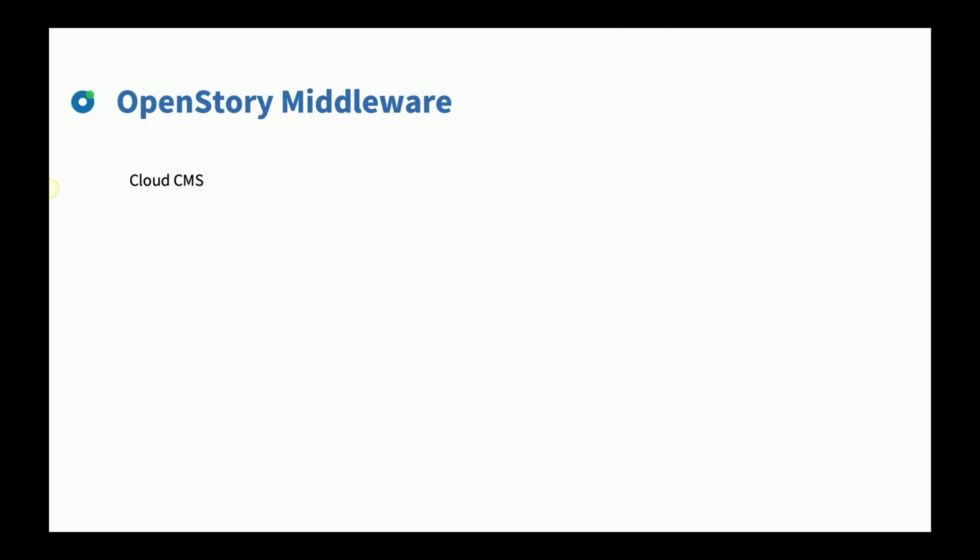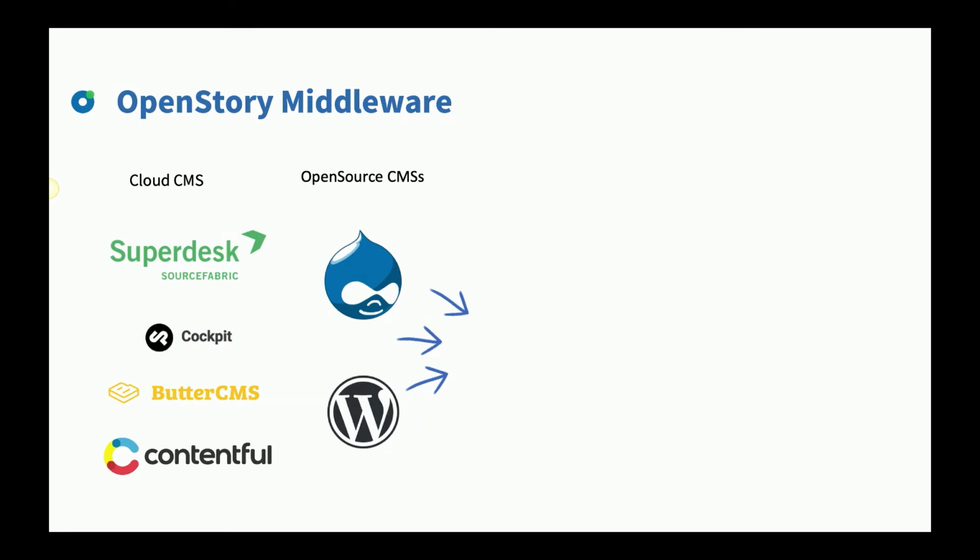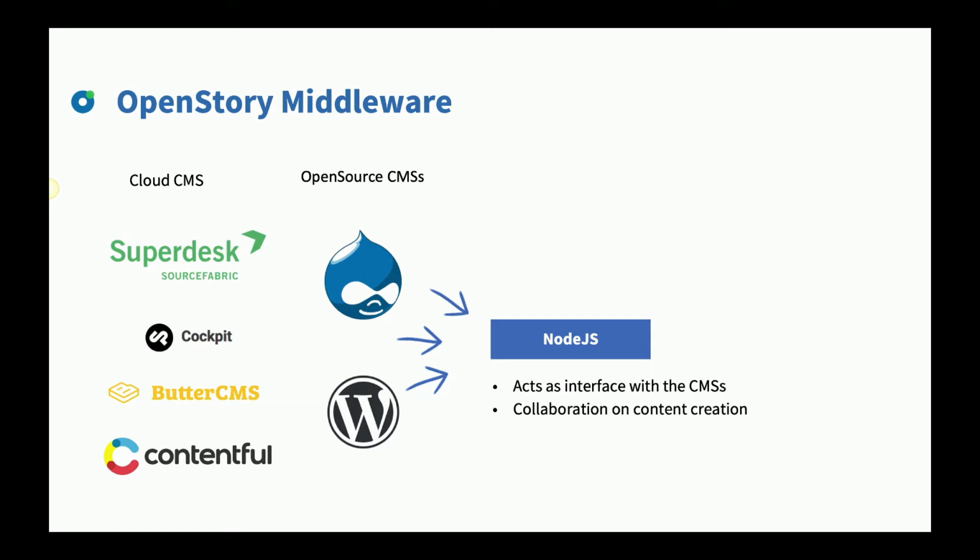The OpenStory middleware, or the Node.js application, handles the communication between cloud CMSs like Contentful, Superdesk, or any other cloud CMSs out there, and traditional open source CMSs like Drupal or WordPress. They all can interact with the Node.js application, and the Node.js application acts like an interface for all these CMSs and allows new functionalities to be enabled for content editors, and those functionalities are collaboration on content creation. So that means having a kind of Google Docs experience for managing and creating content.